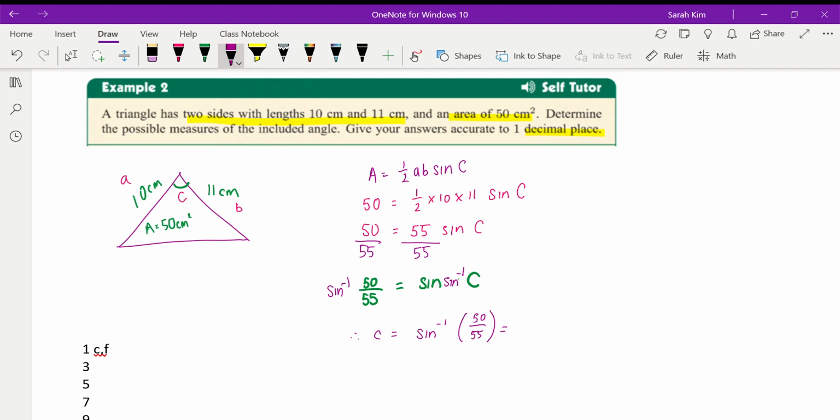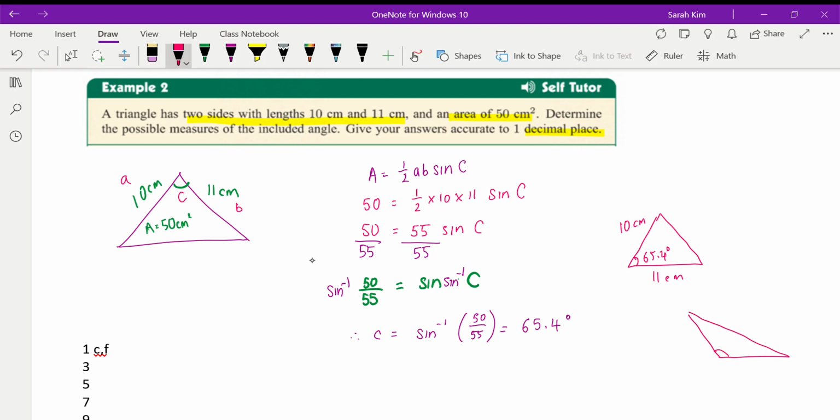Alright, so I get approximately 65.4 degrees to one decimal place. Now, take notice that we could actually have one more option. We have an acute angle at the moment. If I draw a more realistic diagram, it may look something like this. But what you can also have is an obtuse version of that angle.